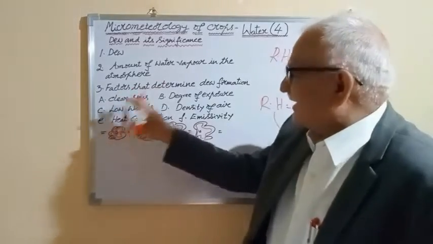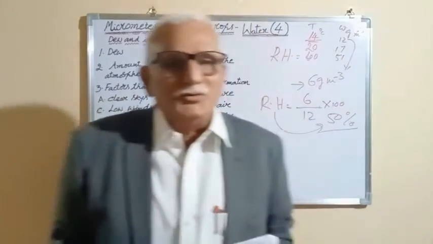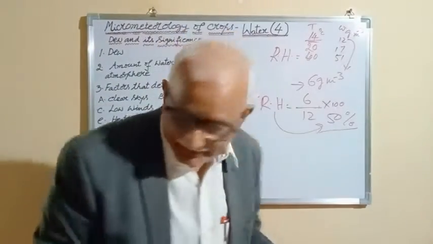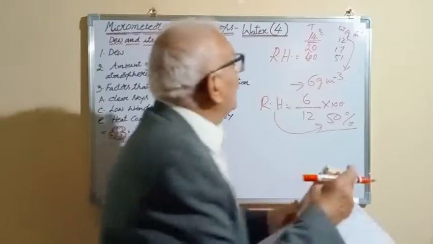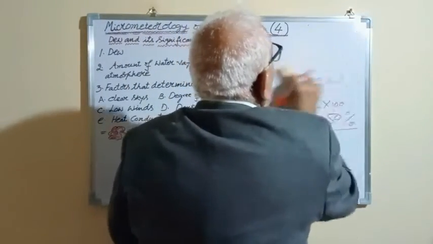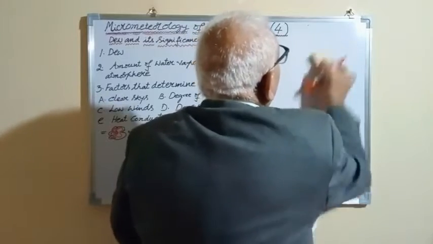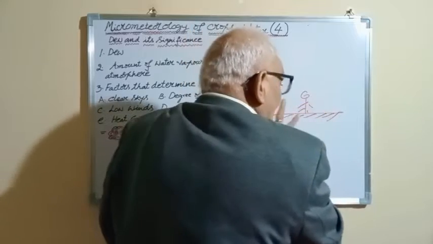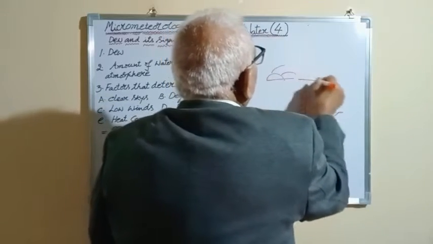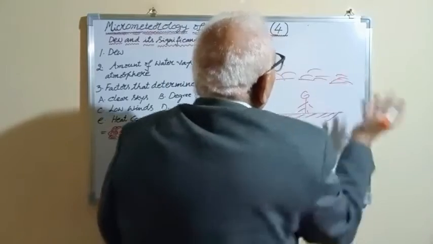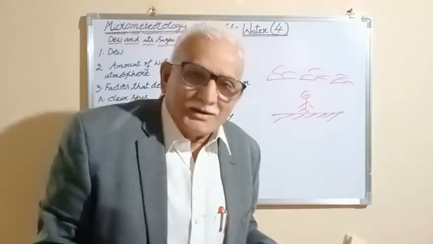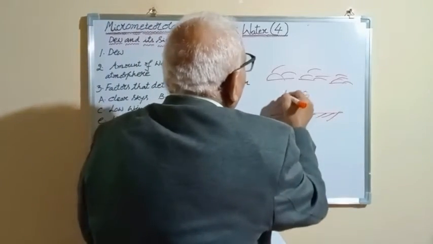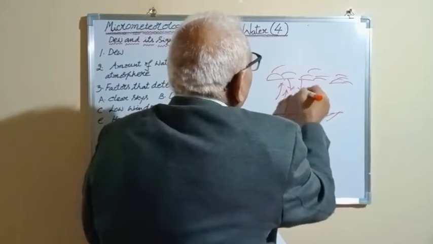The first factor is clear sky. For the formation of dew, there should be clear skies. If the sky is covered with low clouds, for example, this is where I am standing, on the open surface of the earth. Now, if any clouds are there, whether stratocumulus, stratus, nimbostratus, or clouds with vertical development, whatever it may be, the nocturnal radiation is sent back.